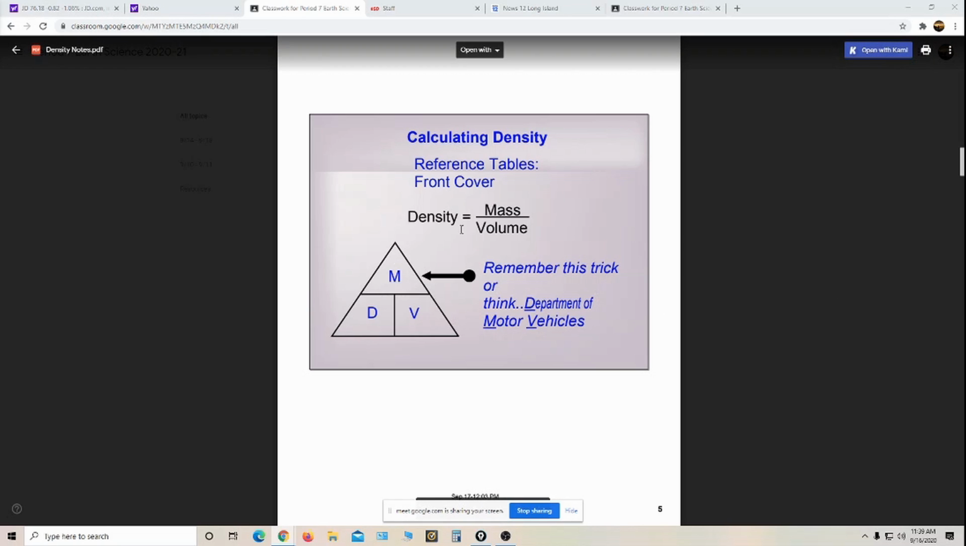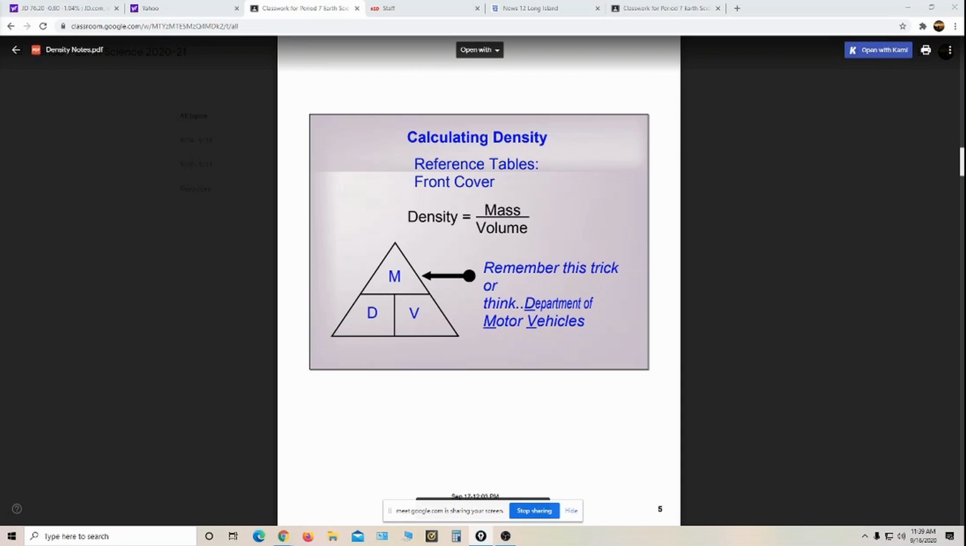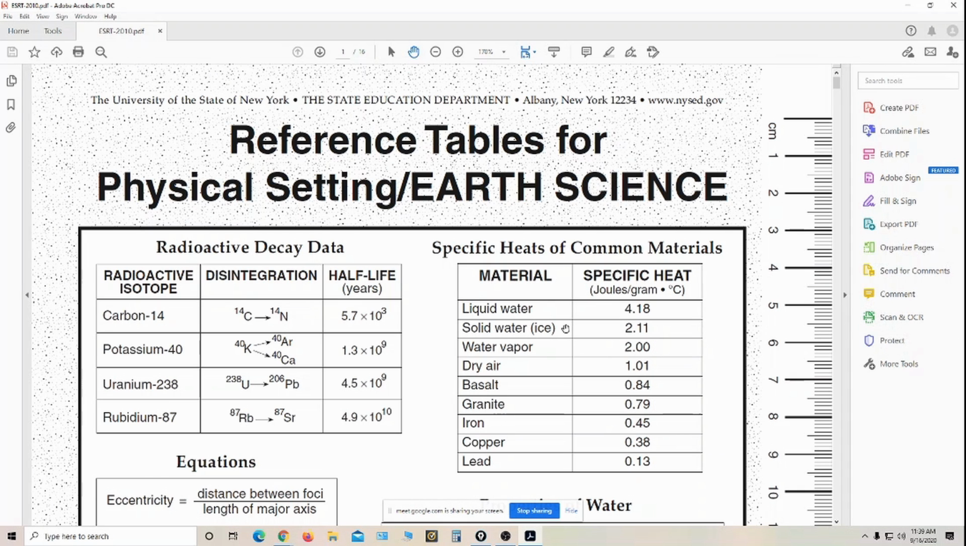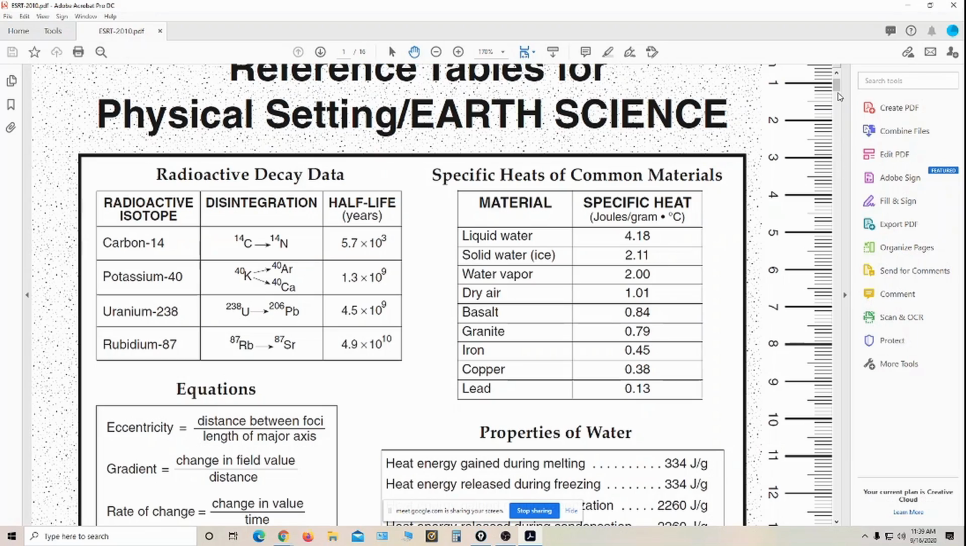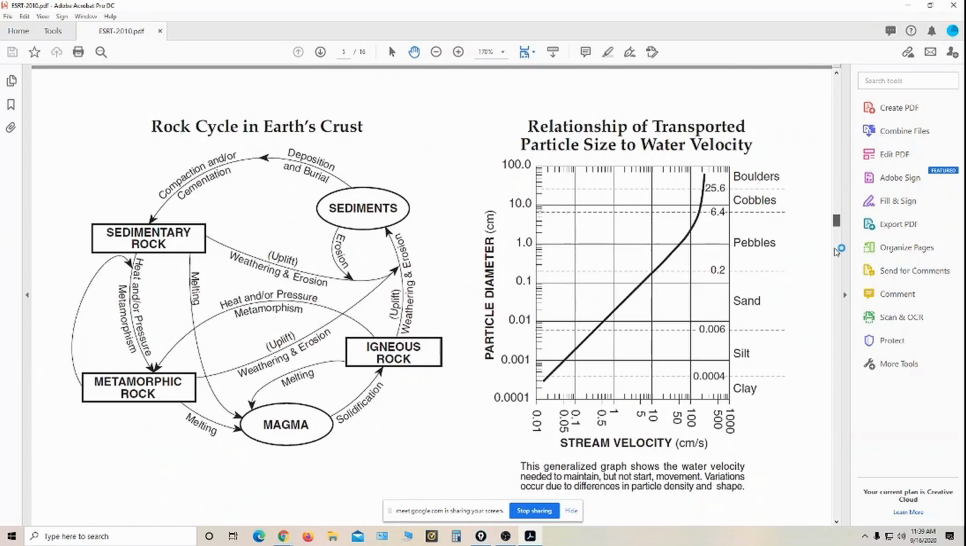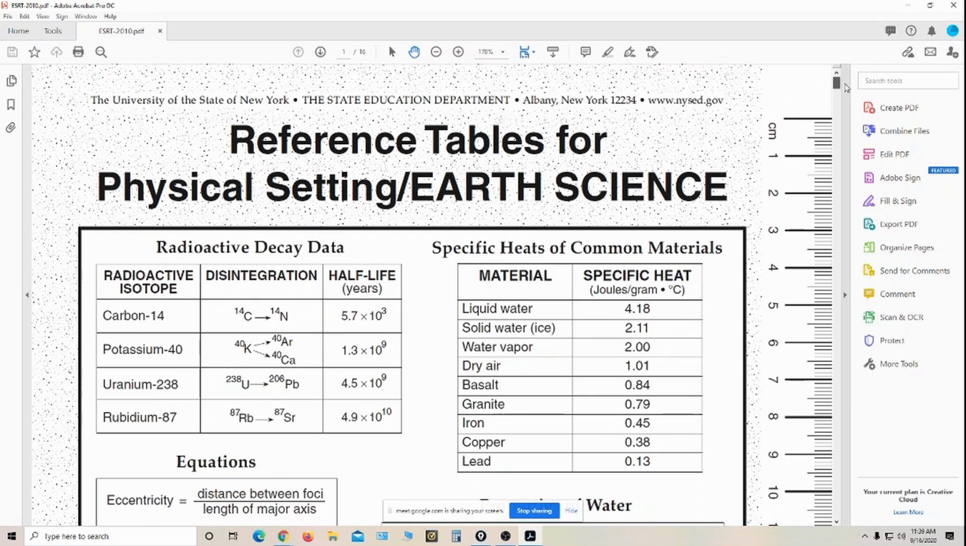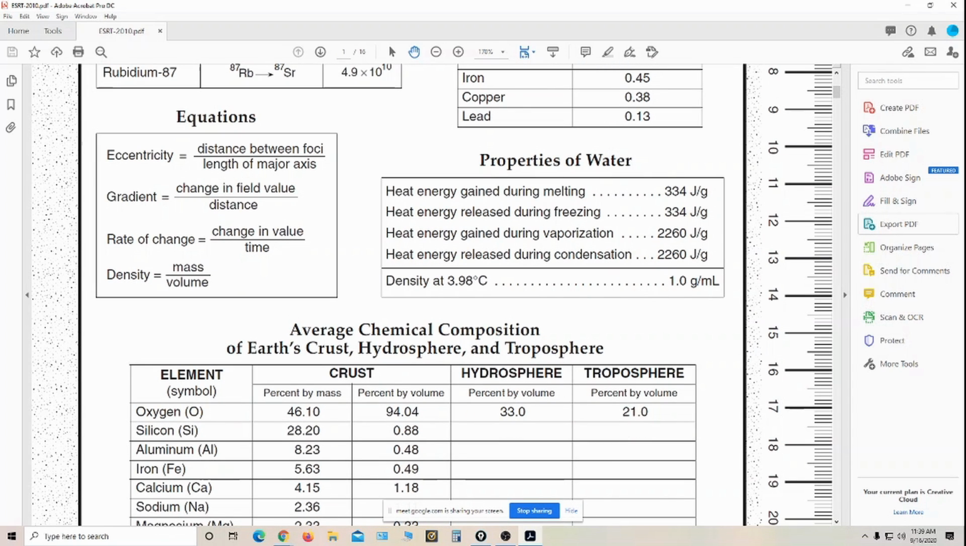So anyway, if you're not good at math, you can refer to your reference table. This is your reference table right here. It's a 14-page booklet that has all these charts and diagrams and things. All you have to do is know how to read it. You don't have to memorize any of this. And the nice part is all the formulas that you need are located right over here.